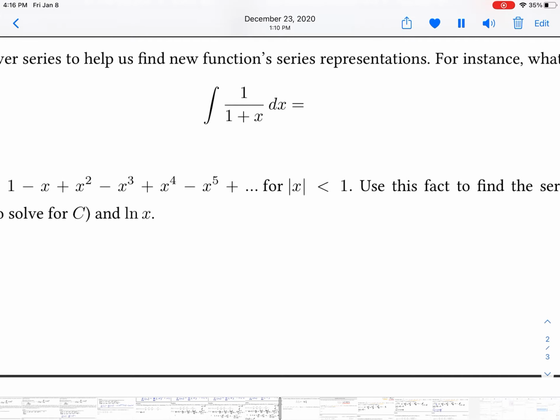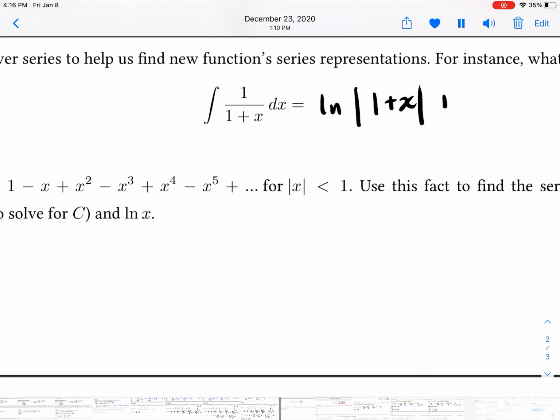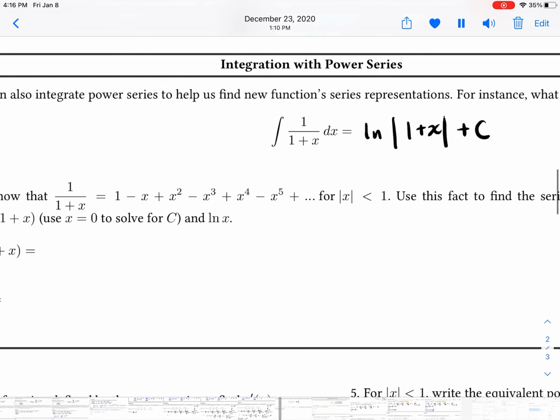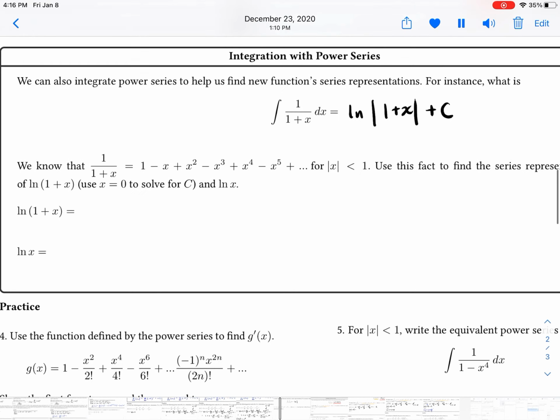Well, this isn't too bad. That's simply the natural log of the absolute value of 1 plus x plus some constant c. Well, what does the series for 1 over 1 plus x look like? And we did that a little bit earlier, so it looks just like that: 1 minus x plus x squared and so on. And we know that this function is exactly equal to this series when the absolute value of x is less than 1.